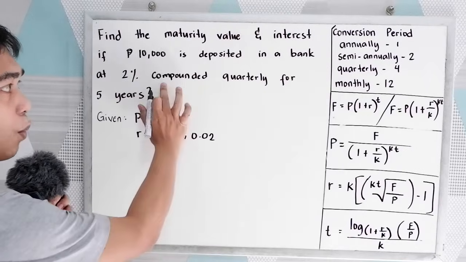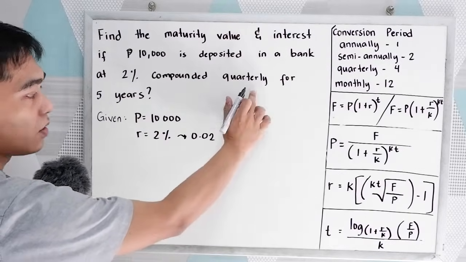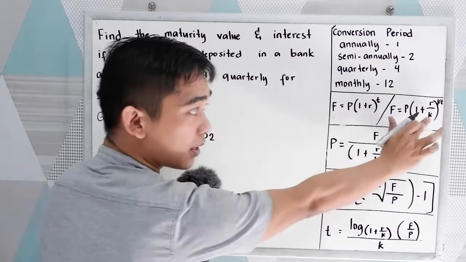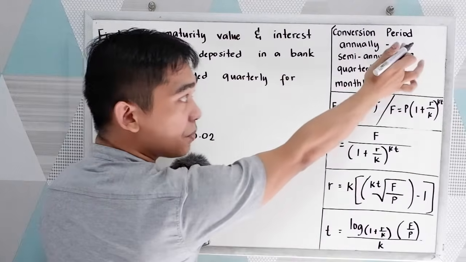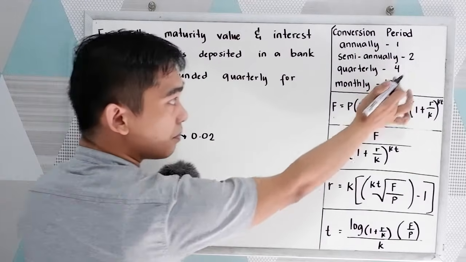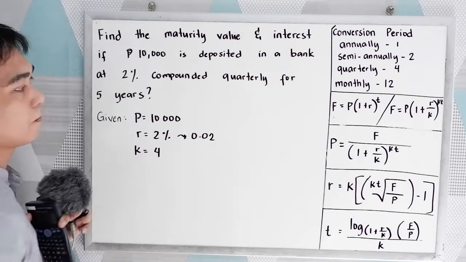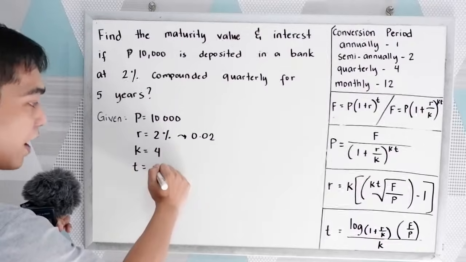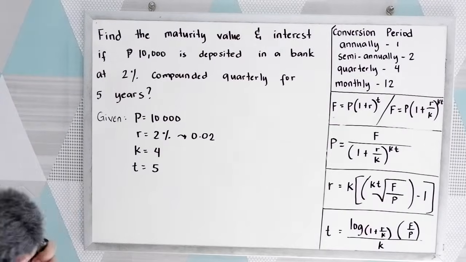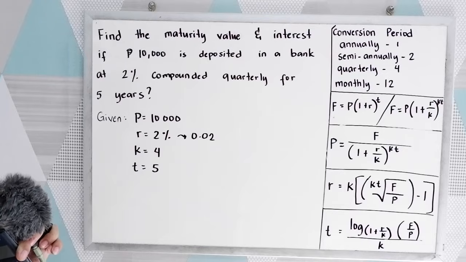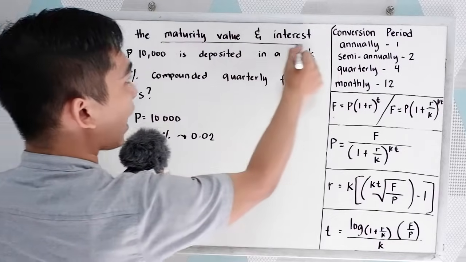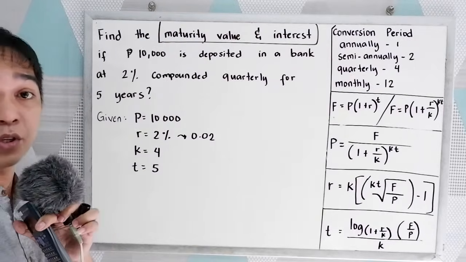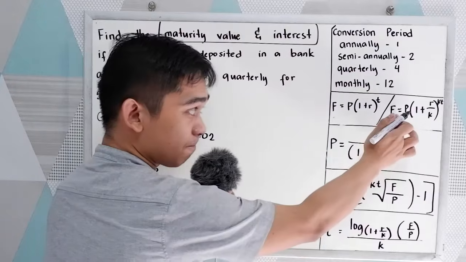Then we have here compounded quarterly. So that indicates our K, in our formula. In our conversion period, quarterly means 4. And our time is 5 years, or simply 5. Now we're going to get the maturity value and the interest. Let us find first the maturity value, or the F.